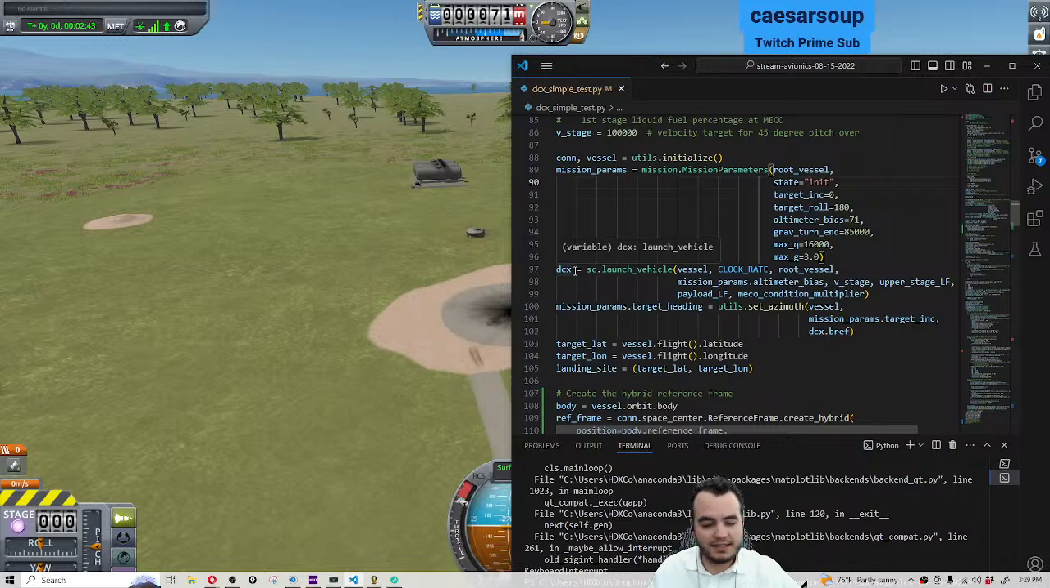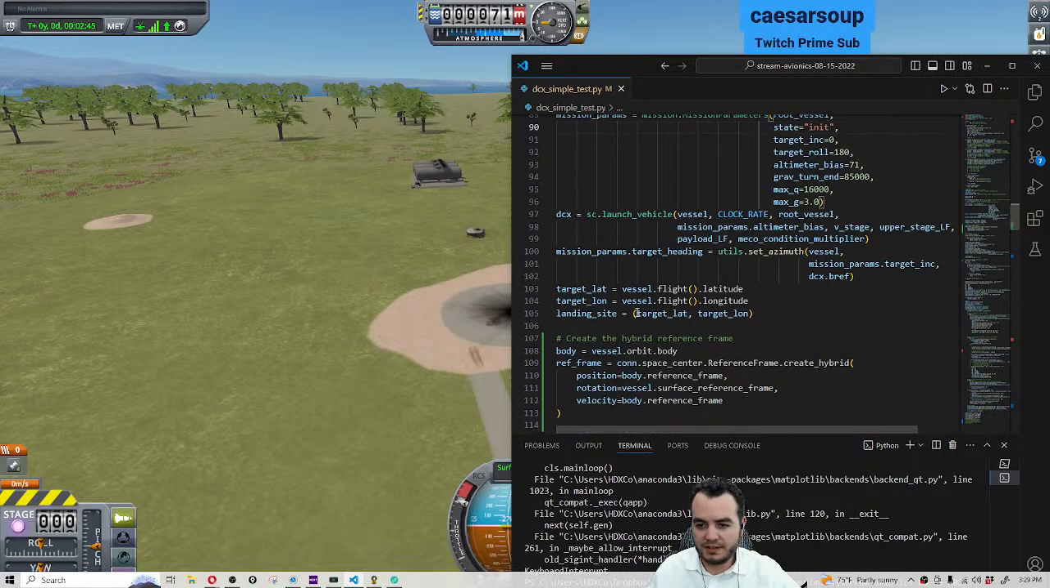We set up the DCX vehicle information. We get our landing site, which is basically just our takeoff position, right? We just get our target latitude and longitude when the vehicle is on the pad.